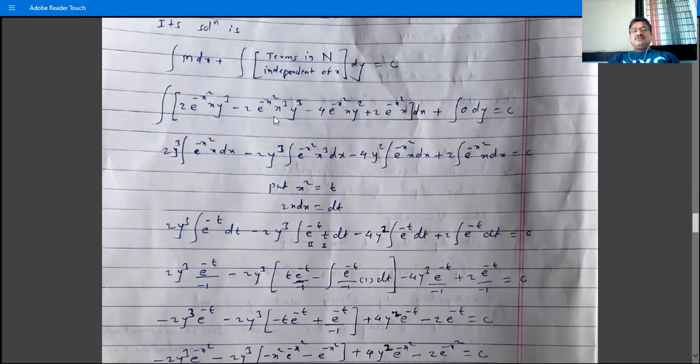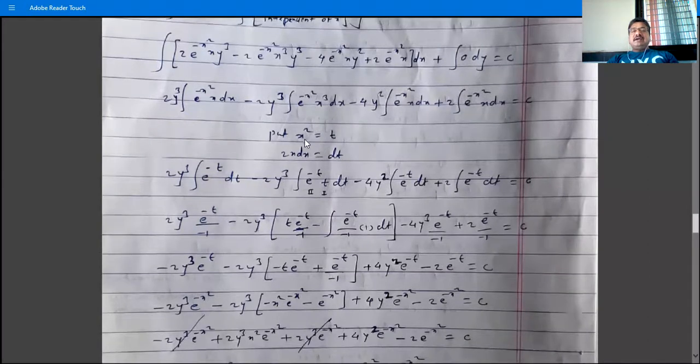Again, the integration of this 2y cube is constant, minus 2y cube e raised to minus x square, integration of e raised to minus x square x cube dx. Similarly, in the simplification of this, minus 4y cube is a constant quantity, and here we have plus 2, a constant quantity, e raised to minus x square x dx is equal to constant.